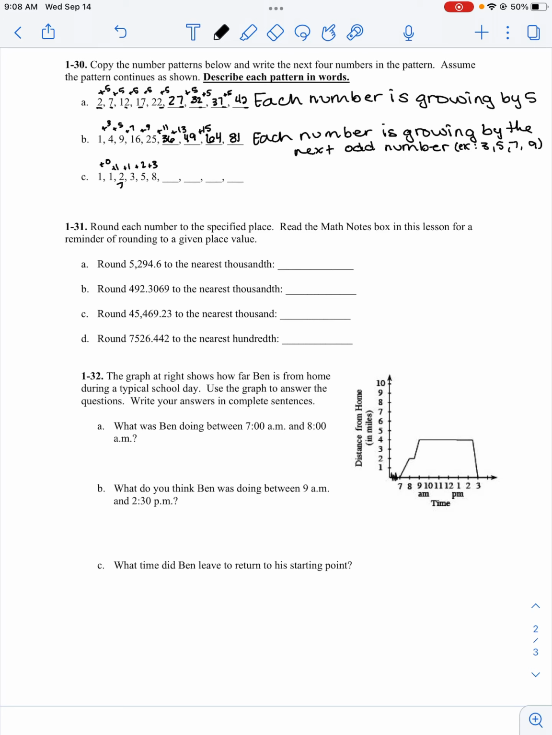So 2 + 1 = 3. 3 + 2 is 5. 5 + 3 = 8. It's adding the number right behind it. So each number is adding the number before it.